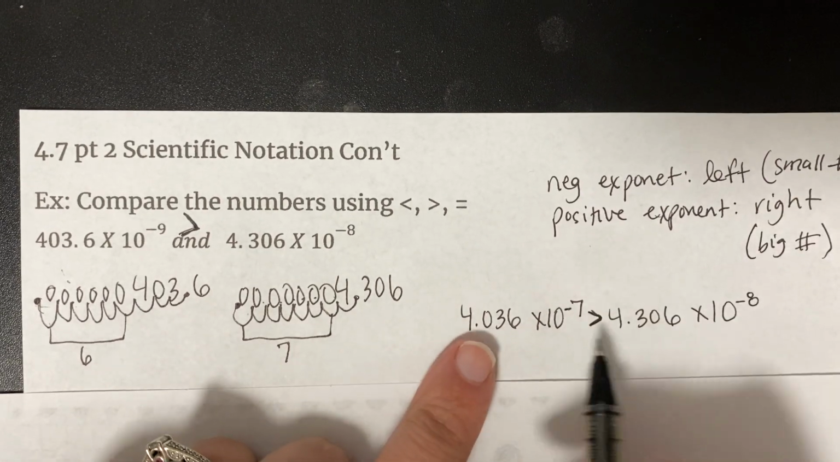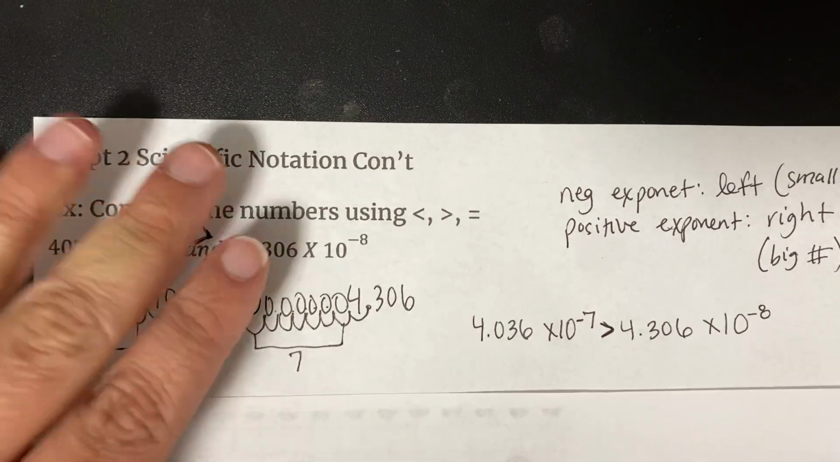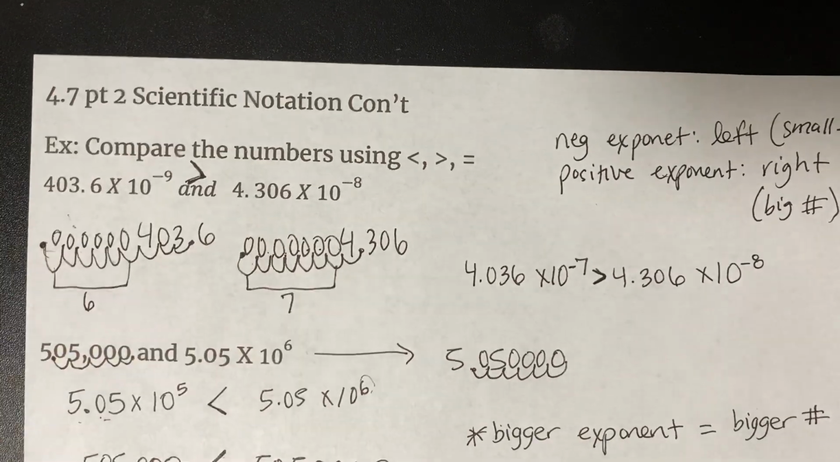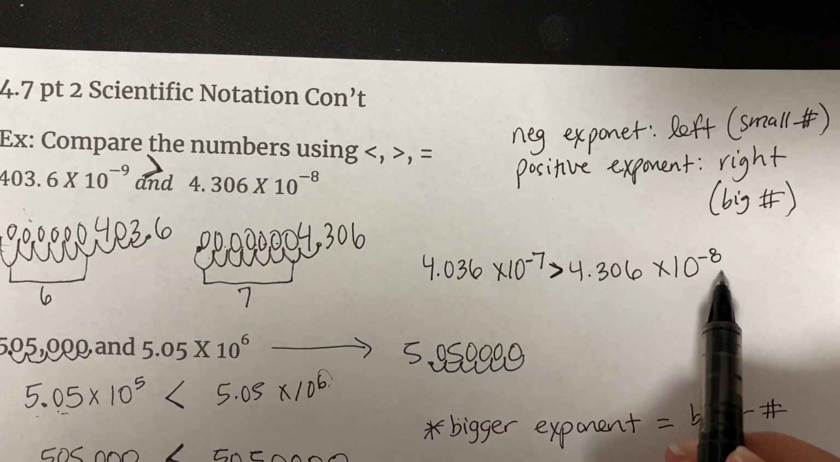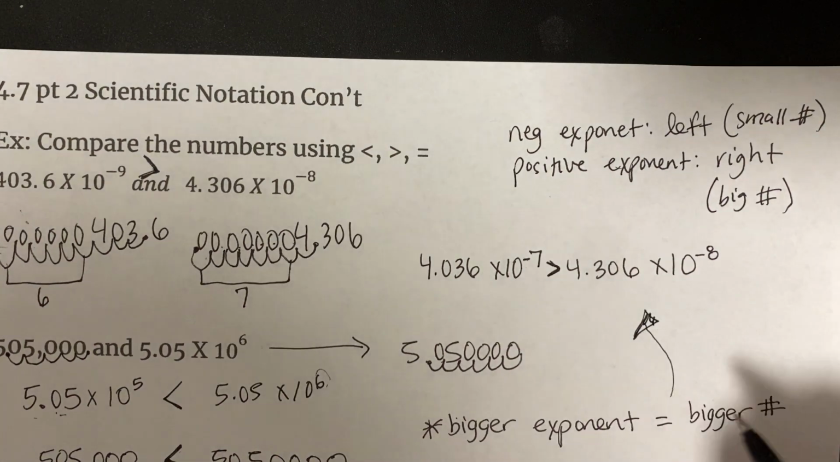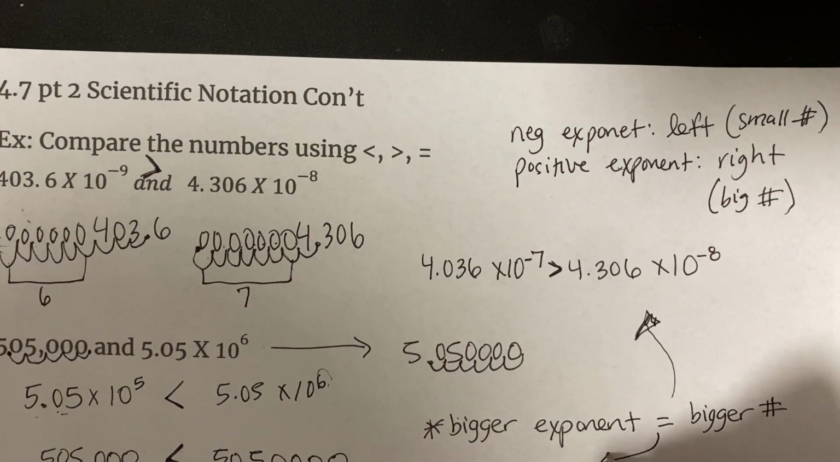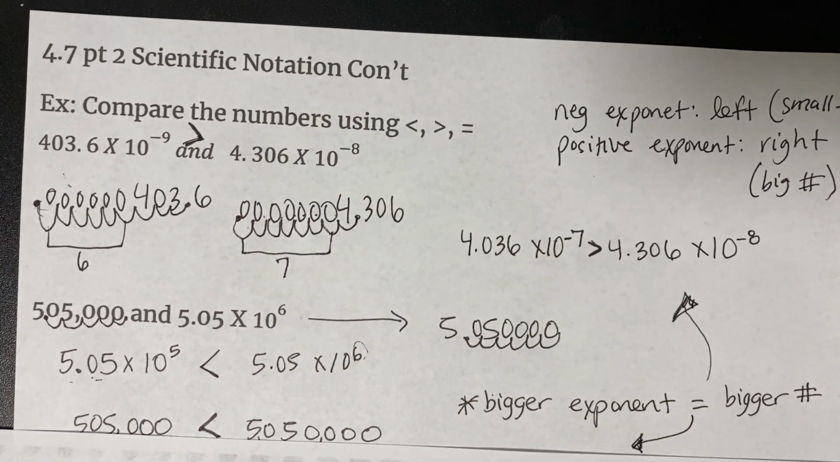Okay. So right here, what happens? It looks like bigger exponent is a bigger number because this negative 7 is technically bigger than negative 8. So this worked up here with the decimals. It worked down here with whole numbers. Okay, so bigger exponent is going to be a bigger number.